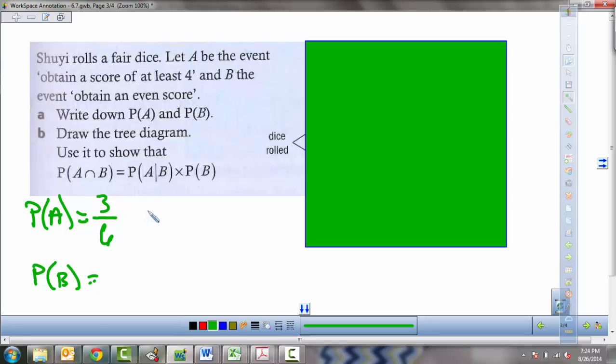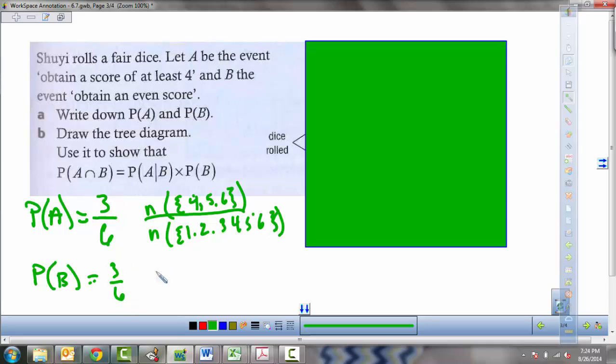And what we're looking at there is the number of events in the set 4, 5, 6 divided by the number of events in the set 1, 2, 3, 4, 5, 6. What's the probability of B? Well, B is the event obtain an even score, so this is also 3 out of 6. And here we're talking about the number of things in the set 2, 4, 6 with the same denominator as right there.